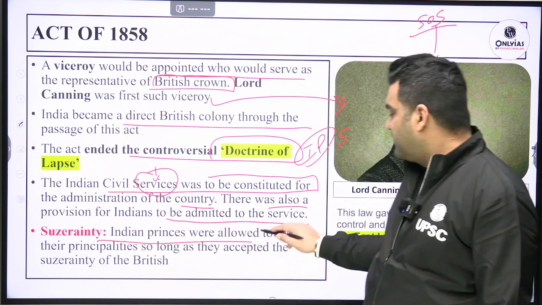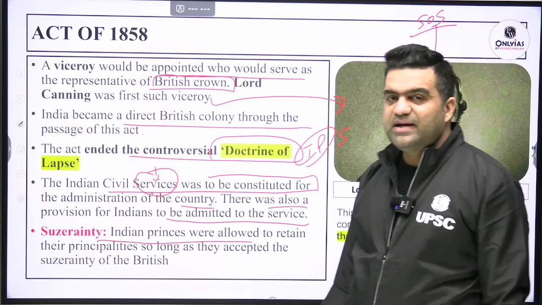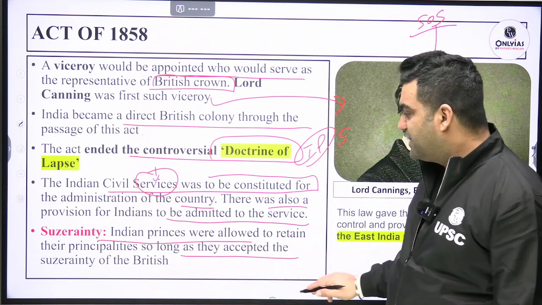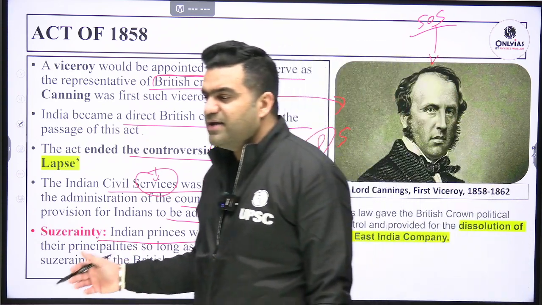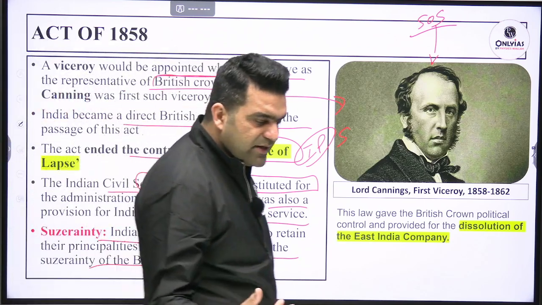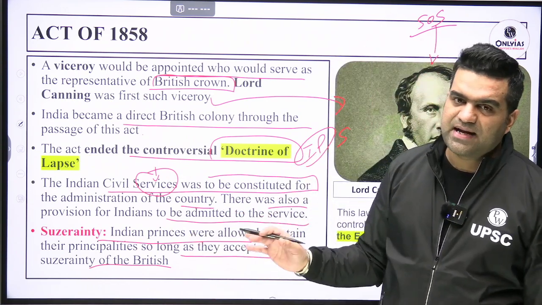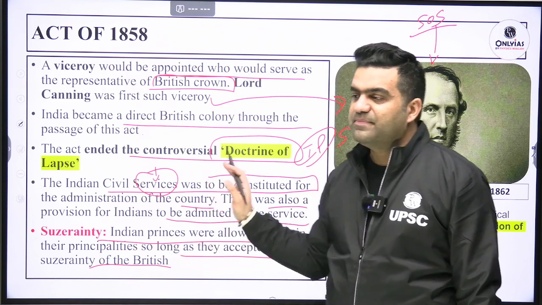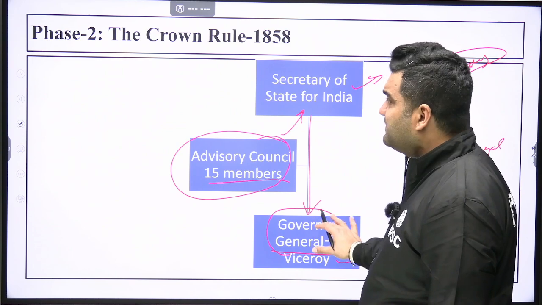Suzerainty. Indian provinces were allowed to retain their principalities, their territory, insofar as they accepted the suzerainty of the British. What does suzerainty mean? Suzerainty here means the surrender of power, that they owe their allegiance to the British Empire. If they accept the British suzerainty, they can continue their principalities. Done? This I have explained already.